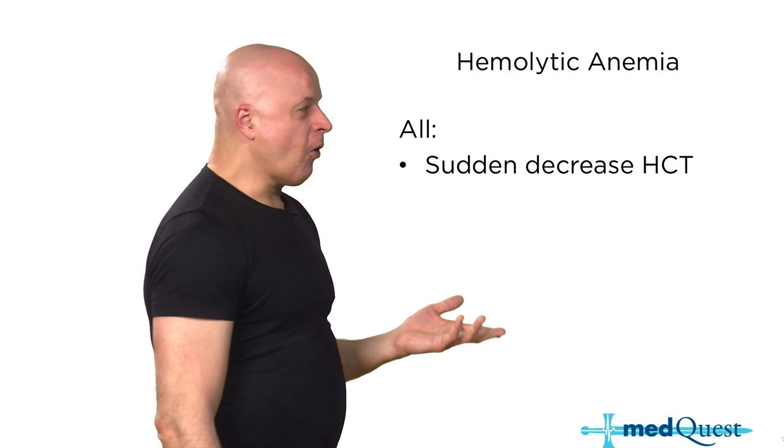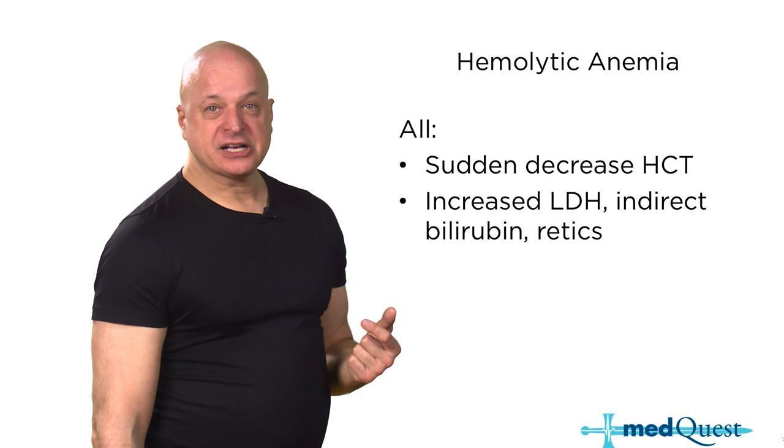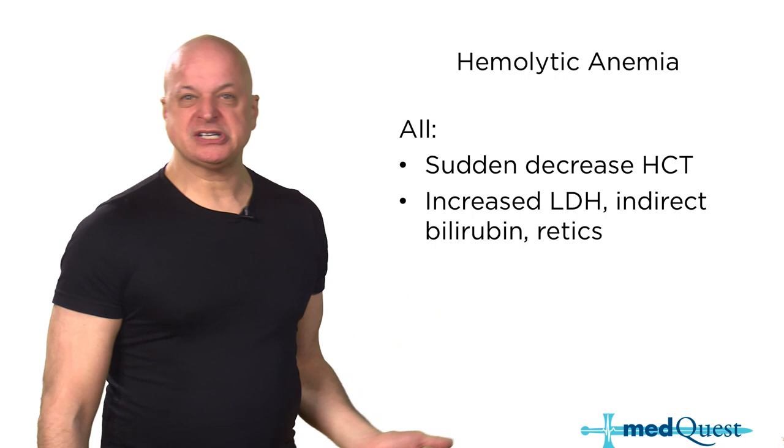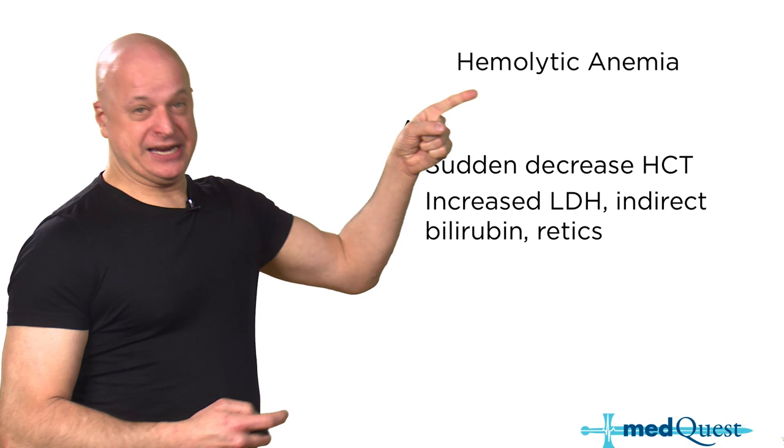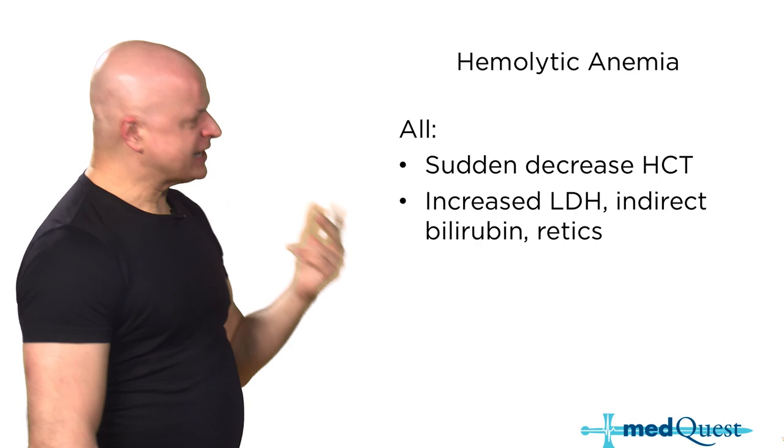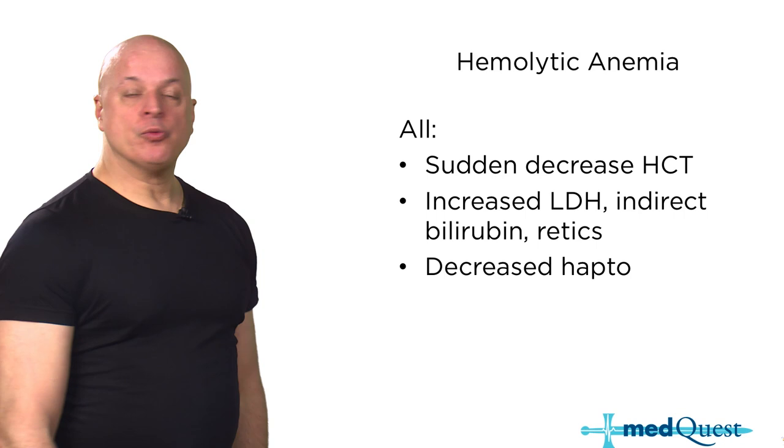In sickle cell disease, all hemolytic anemias can cause a sudden decrease in hematocrit. All sickle cell hemolytic anemias can have an increase in LDH, an indirect bilirubin, an increased reticulocyte. So by itself, this allows you to answer the question that it's hemolytic anemia. Does it let you answer the question that it's sickle cell? Even if I tell you that the haptoglobin is low, no, it won't let you answer that it's sickle cell, because that just tells you it's hemolytic.